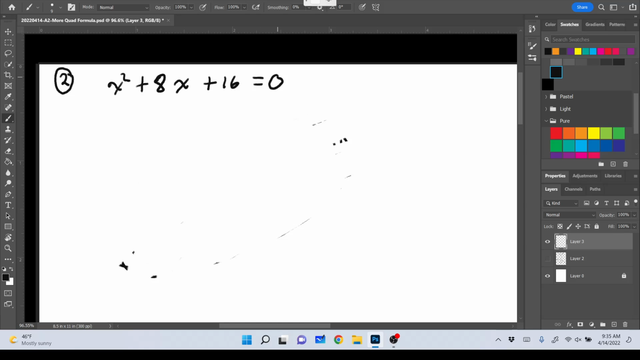Okay, so let's solve this one. We're going to walk through this one together. The beginning's not much different than anything else we've done so far in the problem or the guided practice or whatever else, right? So A in this problem is what? 1. B in this problem? 8. C is 16, right?